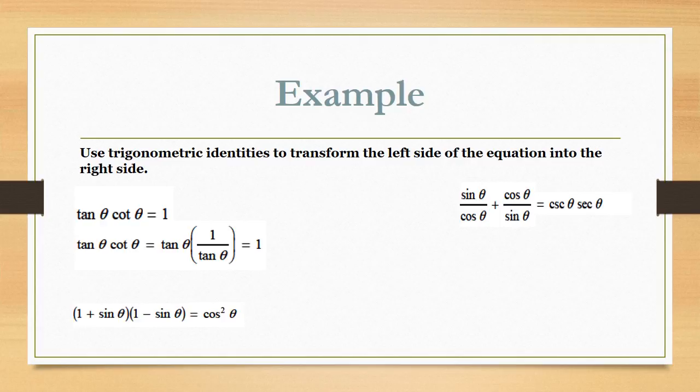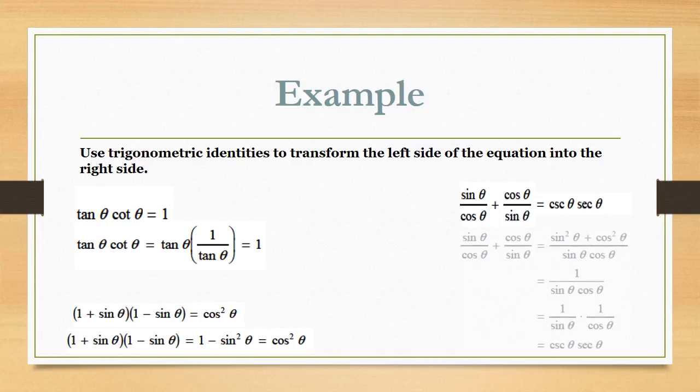Okay, so for the second one, a really helpful thing to do here is to multiply the 1 plus sine theta times 1 minus sine theta. And when you multiply it out, it gives you 1 minus sine squared of theta, which is cosine squared of theta. That's one of our Pythagorean identities, or a rearrangement of it.